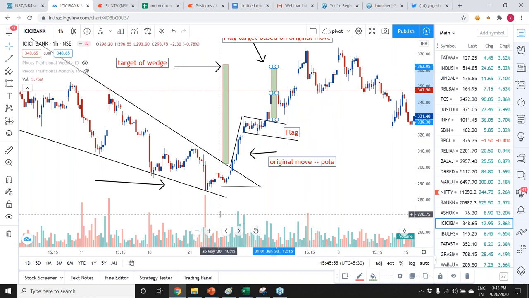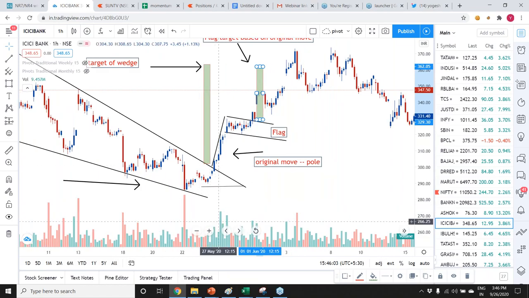So this way you will observe many patterns on charts, which I'll be covering in my process part. And as you can see, at this breakout the volume is also improving.